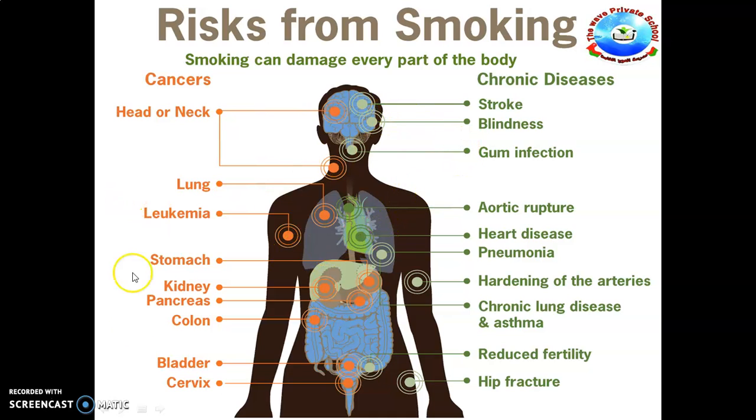These are all the diseases affected by smoking. Smoking can damage every part of our body. Among the chronic diseases, you can have brain stroke, blindness, gum infection, aortic rupture, heart disease, pneumonia, hardening of the arteries, chronic lung disease and asthma, reduced fertility, and hip fracture. And the cancers occurring due to smoking are head or neck cancer, lung cancer, leukemia, stomach, kidney, pancreas, colon, bladder, and finally the cervix also. So these are the risks we face as smokers. We should stop smoking to avoid all these dangerous diseases.